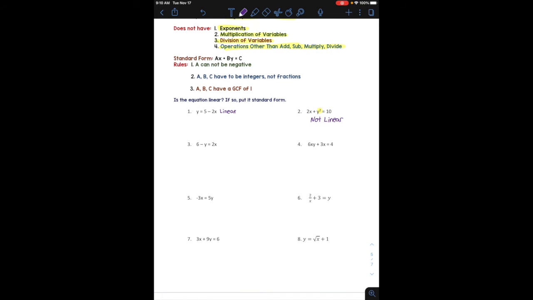Number 3, does that equation have any exponents, multiplication of variables, division of variables, or any other operations other than add, subtract, multiply, and divide? No, it doesn't have any of that, therefore this is linear. And number 4, does this have any exponents? No. Does it have any multiplication of variables? Yes, it does. See those two variables being multiplied together? Therefore, this is not linear.